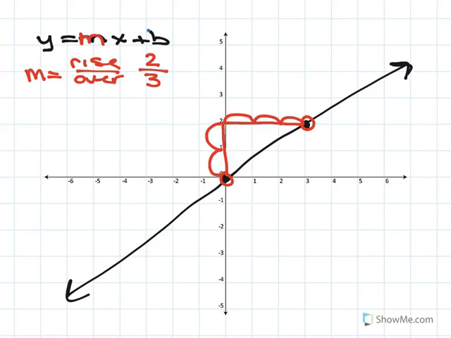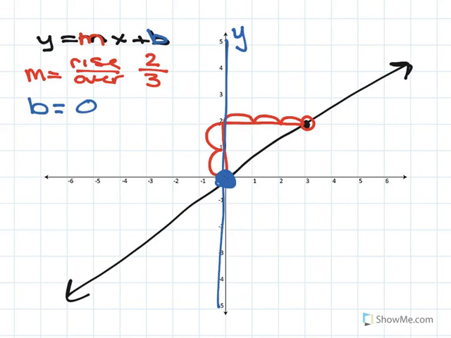The next thing we want to find is our b, the y-intercept. The b is where the line crosses the y-axis. If I'm looking at my line, I see that it crosses this y-axis at this point. That point is the center of the graph. So our b is 0.